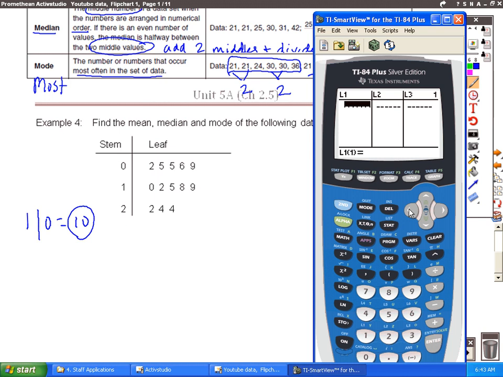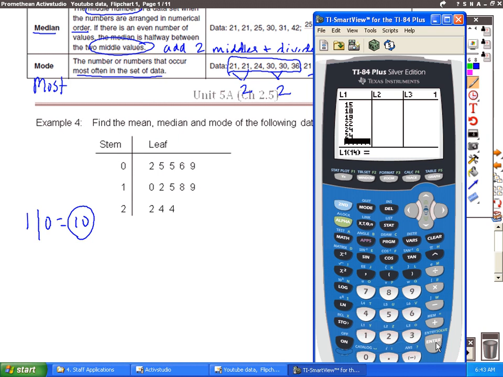Alright, so I'm going to enter the data from my problem. Again in the second row, remember it's 10, 12, etc. Let me get all the data in there. Now make sure if you're viewing this that you do this as well on your calculator to make sure that you understand rather than just watching.